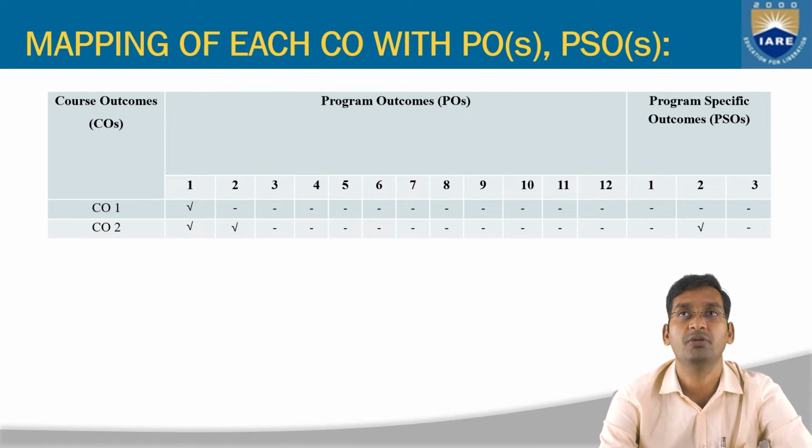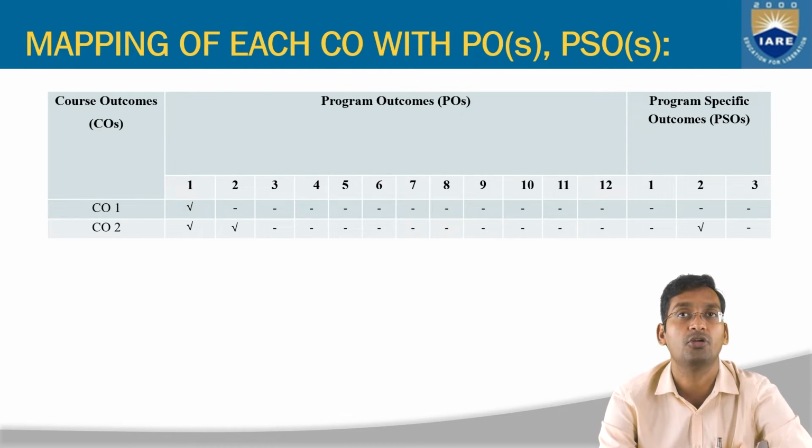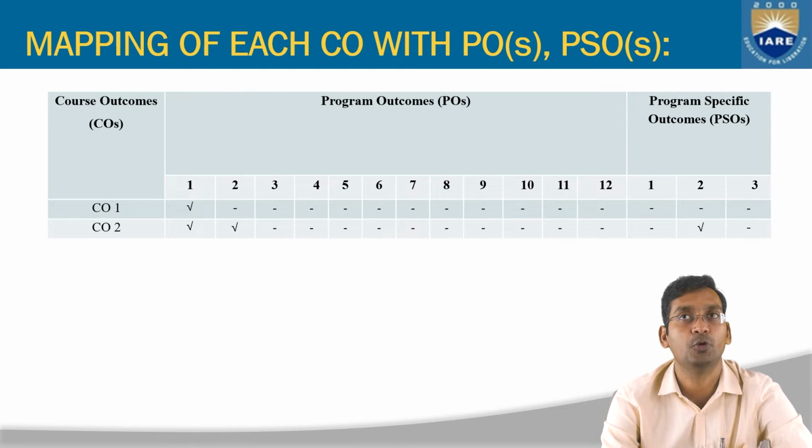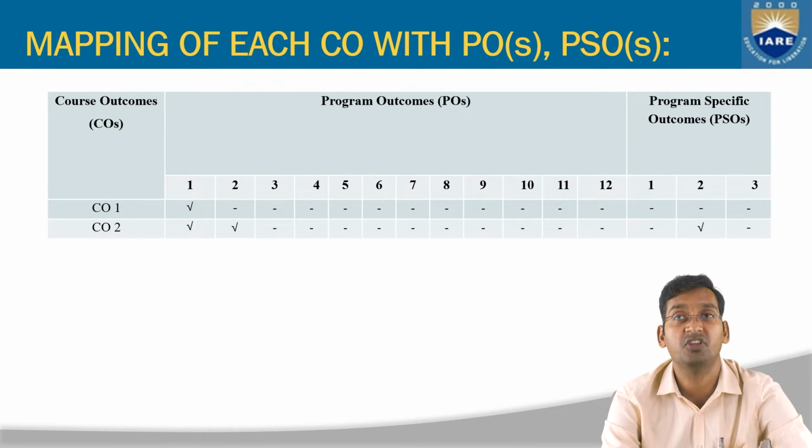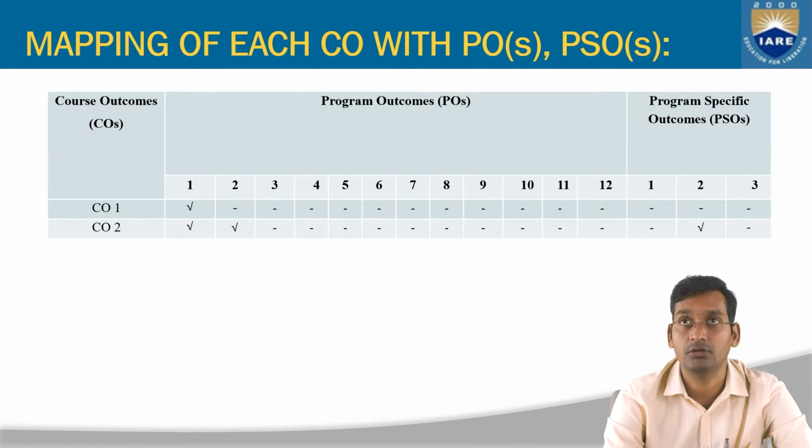Next, how is the mapping of each PO with CO done? For this one, CO1 has the first program outcome, and CO2 is also from the first program outcomes, and CO2 is also mapped with the second PO. So CO2 matches with PO1 and PO2, and the same CO2 with PSO2 also. This is the mapping of how course outcomes, program outcomes, and program specific outcomes are interrelated to make an effective OBE.